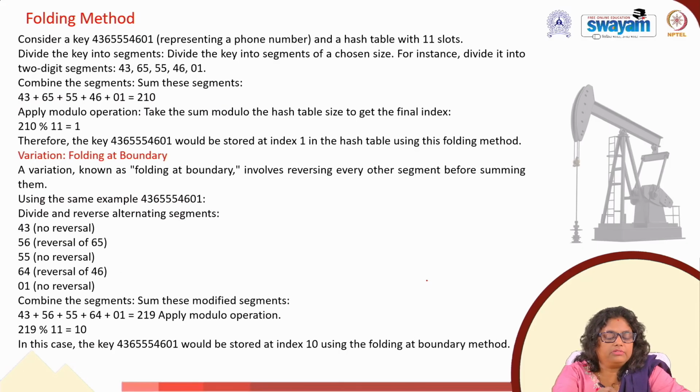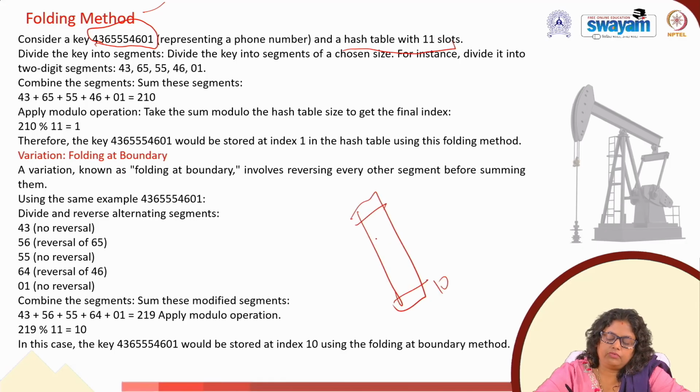So we will understand this with an example. Consider we have this key. We can see it's quite a big key. This is nothing but a phone number, and we have a hash table with 11 slots, so it will be from 0 to 10. Starting from 0, 1, 2, it will go till 10. This phone number needs to be put at a corresponding index position.